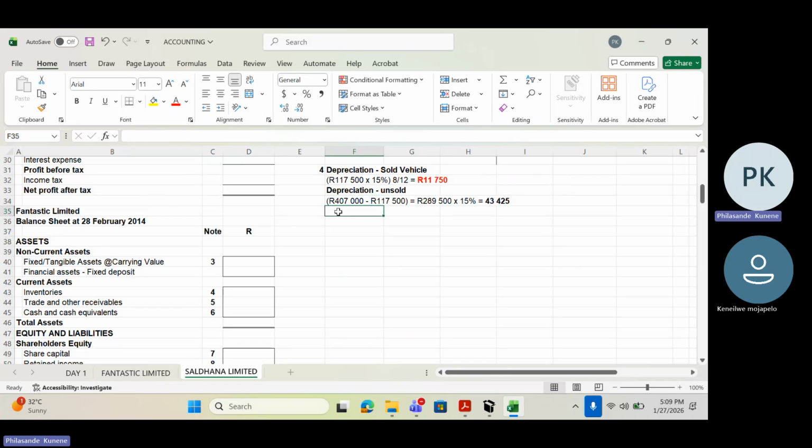So the total depreciation for vehicles, let me just say total depreciation for vehicles, is equal to, going to add the two, right? Which is 11,750.